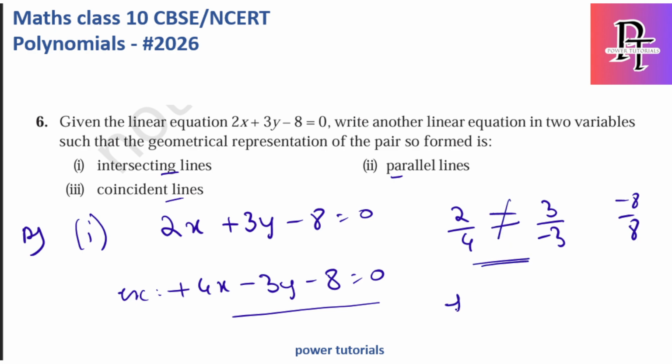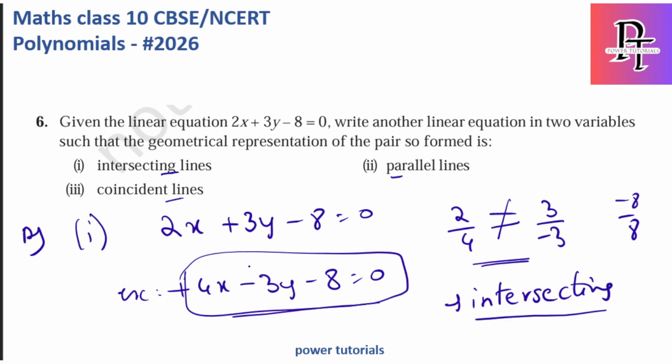As I mentioned in previous videos, if a1 by a2 is not equal to b1 by b2, then I can say the lines are intersecting. Hence this is one of the solutions. It's not that only this is an intersecting line, there can be any intersecting line, but this is one. They asked only to write another linear equation, and I have written this one. Okay, let's see the parallel lines.